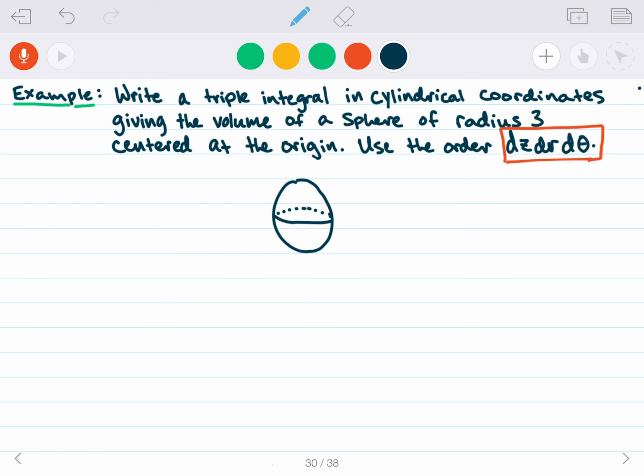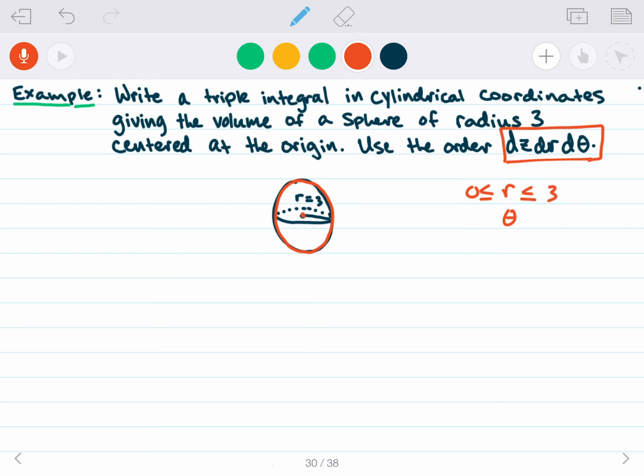So we have the sphere centered at the origin of radius 3, and we need to figure out how to bound this. How can we describe this region in cylindrical coordinates? Well, if you imagine this sphere, the maximum radius that any member of the set can have is 3, and the minimum value is 0. So r is going to range from 0 to 3.